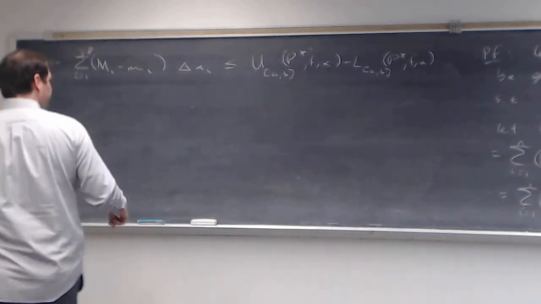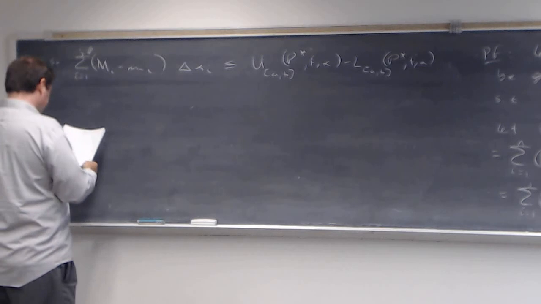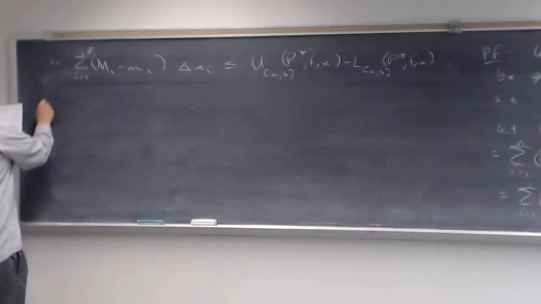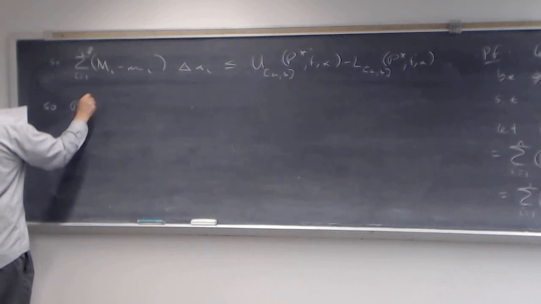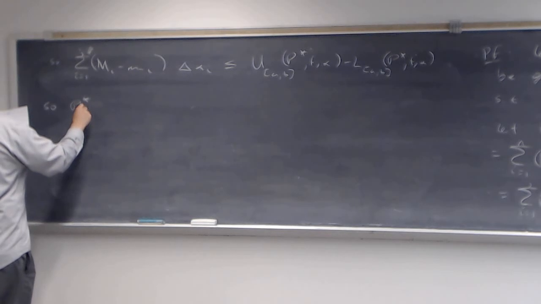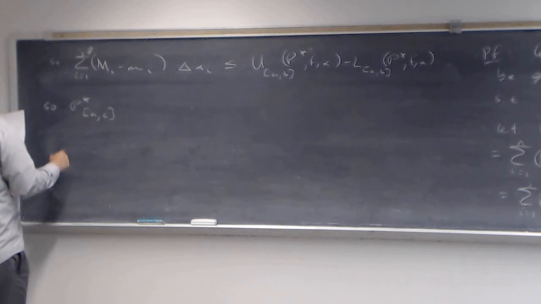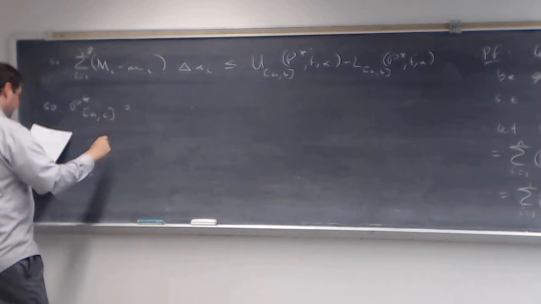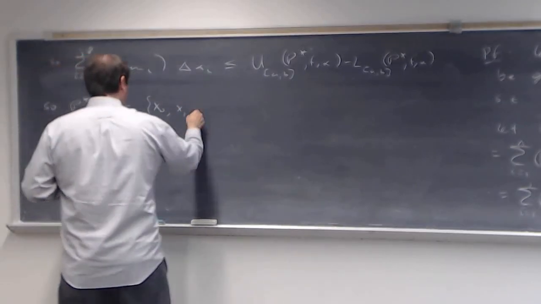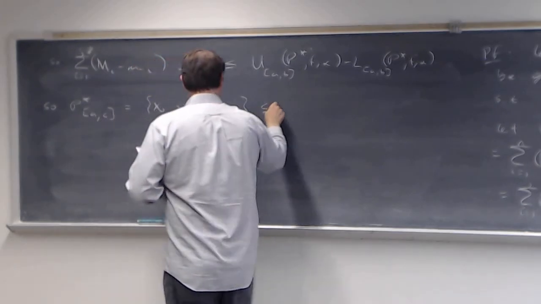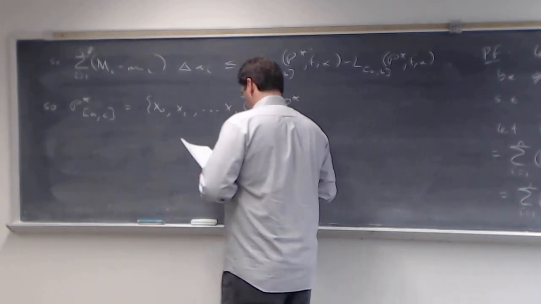Okay. And then that, of course, is less than epsilon. That's what we have. So P star, if we look at it from A to C, so restricted, this is the notation I'm going to use, restricted. What that's equal to is x sub 0, x sub 1, up to x sub j, okay? And it's a subset of P star.